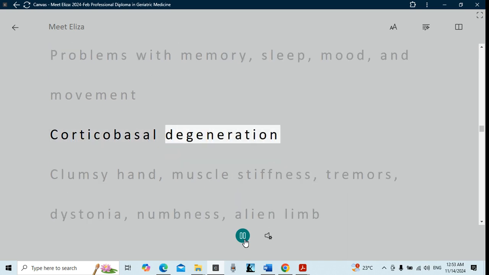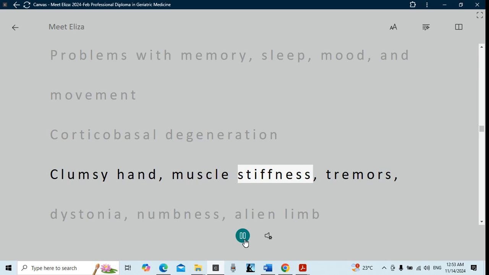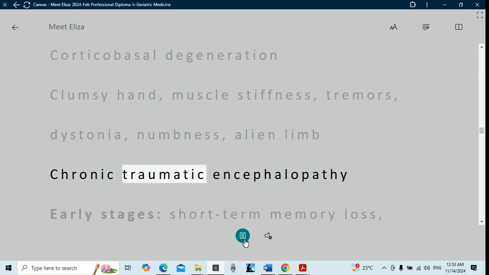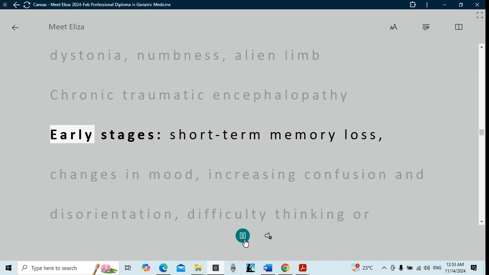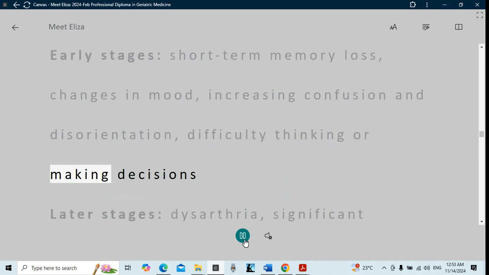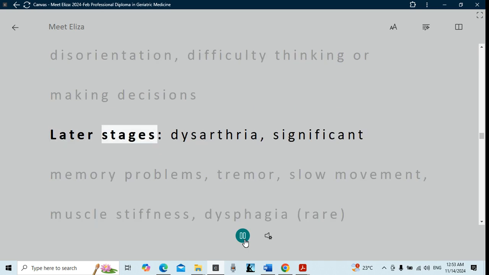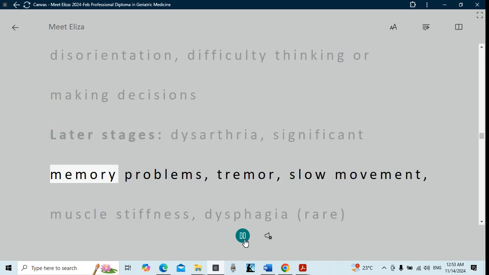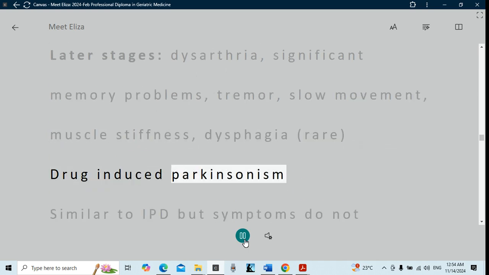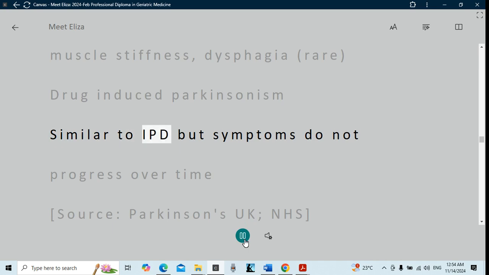Corticobasal degeneration: clumsy hand, muscle stiffness, tremors, dystonia, numbness, alien limb. Chronic traumatic encephalopathy: early stages, short-term memory loss, changes in mood, increasing confusion and disorientation, difficulty thinking or making decisions. Later stages, dysarthria, significant memory problems, tremor, slow movement, muscle stiffness, dysphagia, rare. Drug-induced Parkinsonism: similar to IPD, but symptoms do not progress over time.